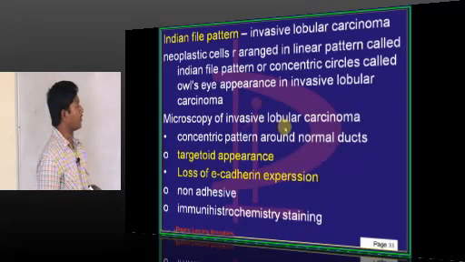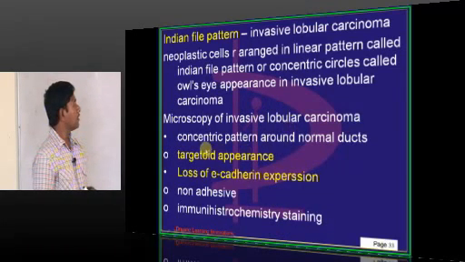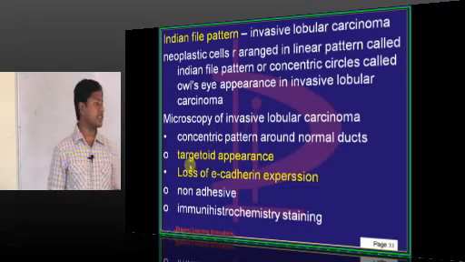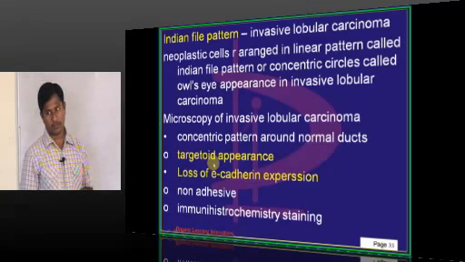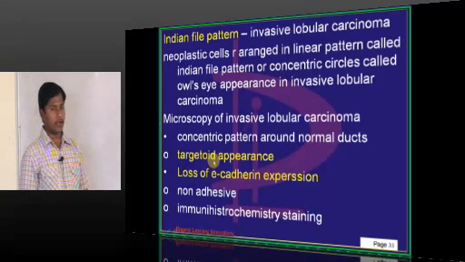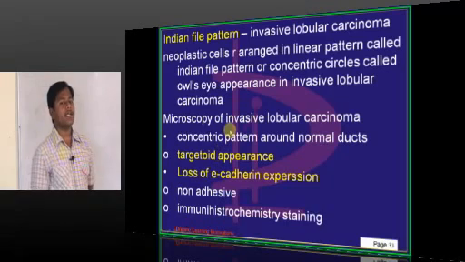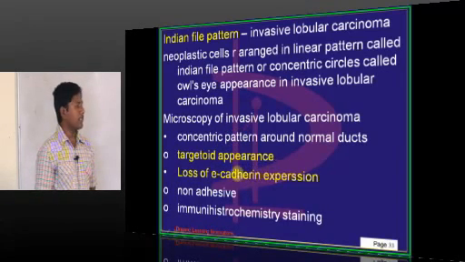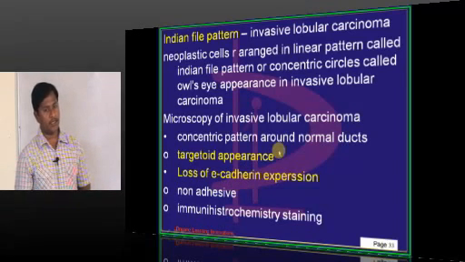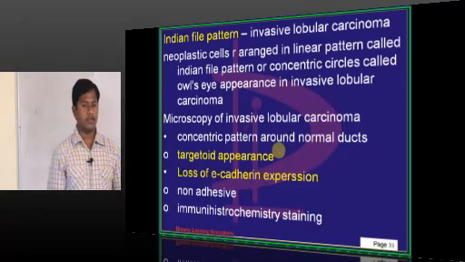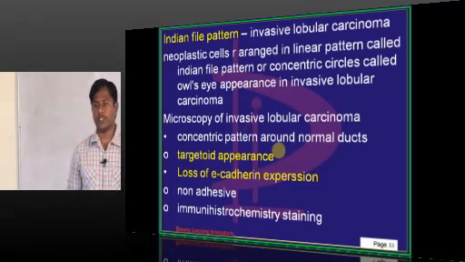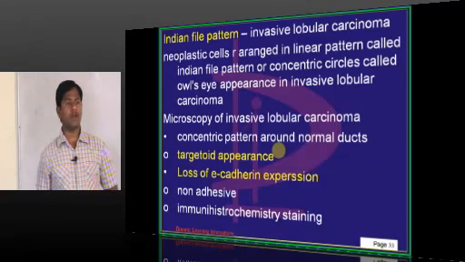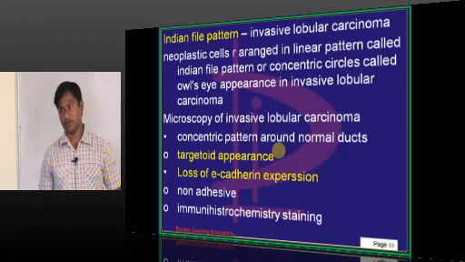The microscopy pattern of lobular carcinoma shows concentric circular patterns, which is called a targetoid appearance, a typical targetoid appearance of concentric circles. And there is E-cadherin negativity, loss of E-cadherin. E-cadherin is one important structure which, when lost, has more tendency for metastasis.